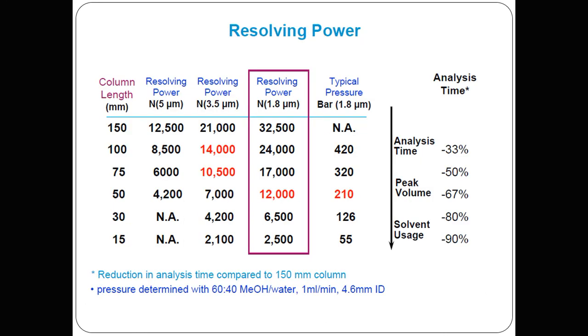Okay. The next is the resolving power. What is the resolving power? You can see the graph over here, where we are taking 150, 100, 75, 50, 30 to 15 mm column lengths, and the resolving power is like that. If we are reducing the analysis time compared to the 150 mm column, with pressure determined at 60 to 40 methanol water, 1 ml per minute, 4.6 mm ID, then the analysis time will decrease and the solvent consumption will also decrease.